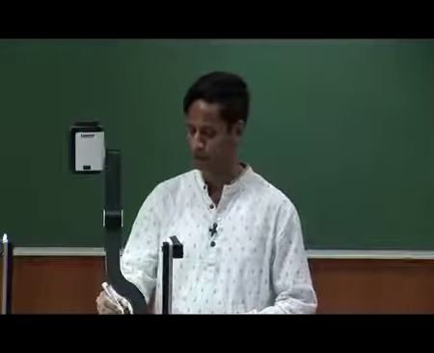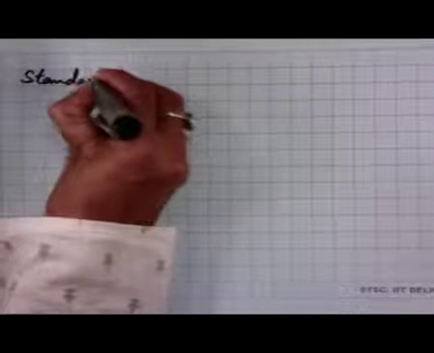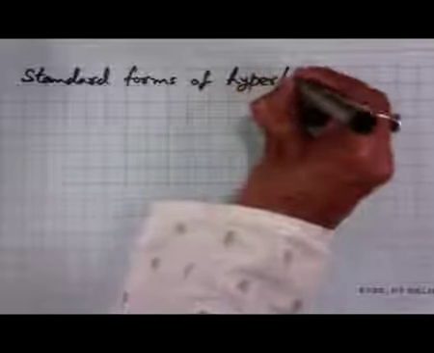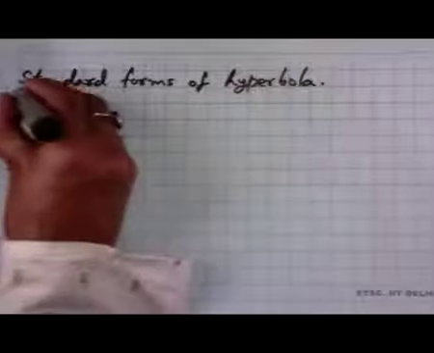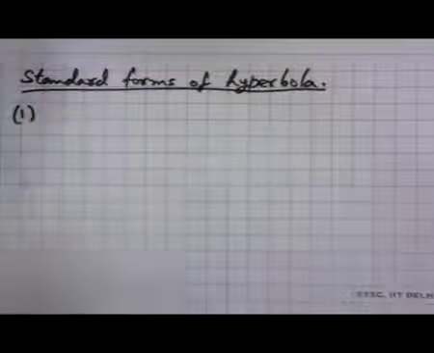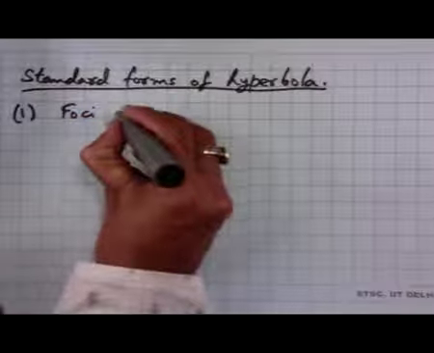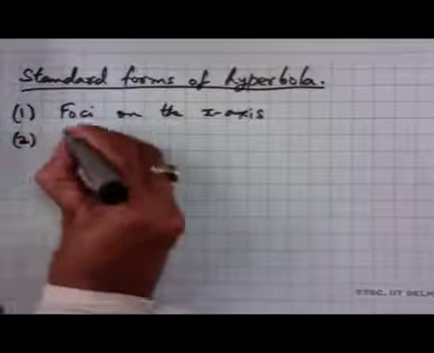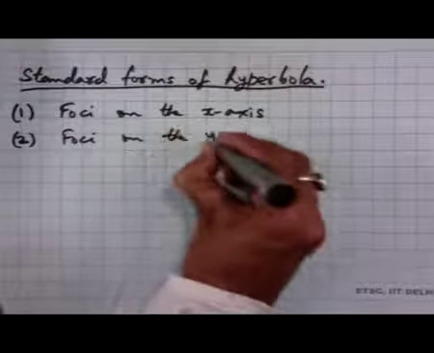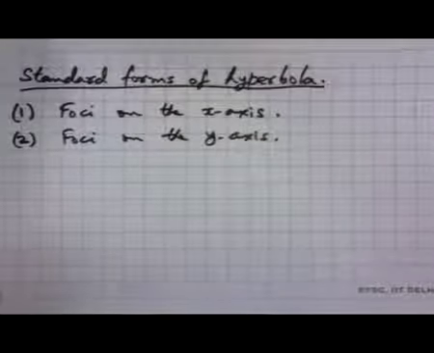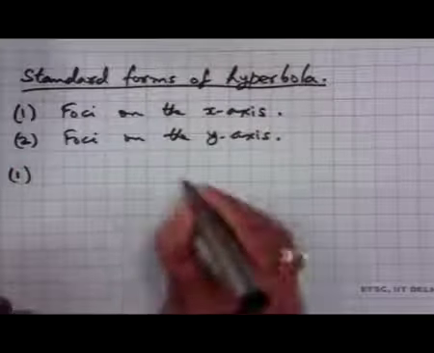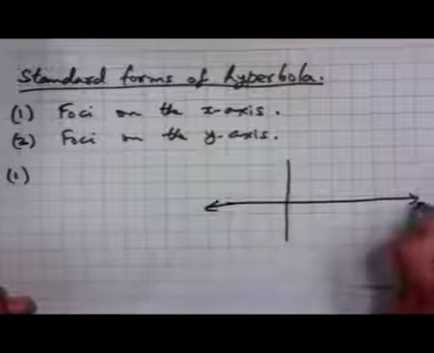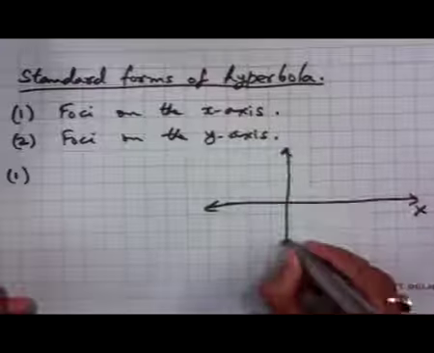Now, let us find the standard forms of hyperbola. So, there are two types. One is foci on the x axis and second type is foci on the y axis. Right now we are not discussing the general form, we are taking these two forms. The first form that we have been discussing, we have the transverse axis as the x axis and the conjugate axis as the y axis.